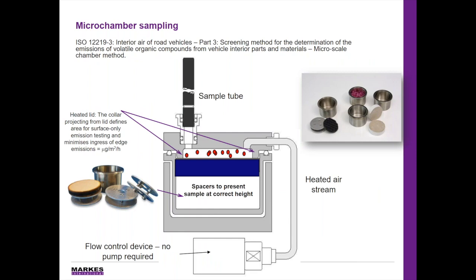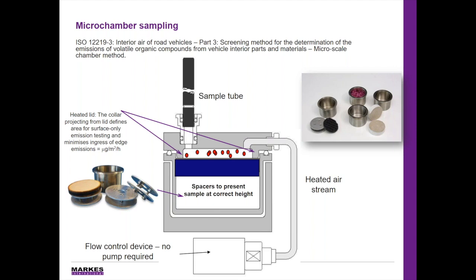Alternatively, as mentioned earlier, you can also use the microchamber to determine the surface-specific emissions. So basically, you use a spacer inside the chamber, and you raise the material all the way to the top of the microchamber, and with the lid, there's a collar that will seal only the surface exposed to the carrier. So only the VOCs from the surface will be released into the small space above the material, and the carrier gas will sweep everything onto the sorbent tubes. So nothing from the bottom, nothing from the side, only from the top.